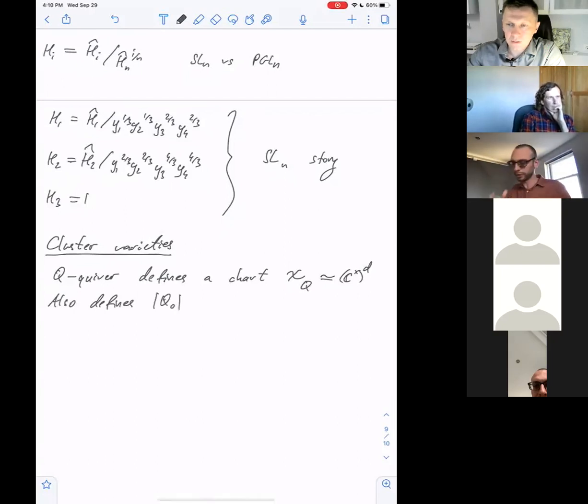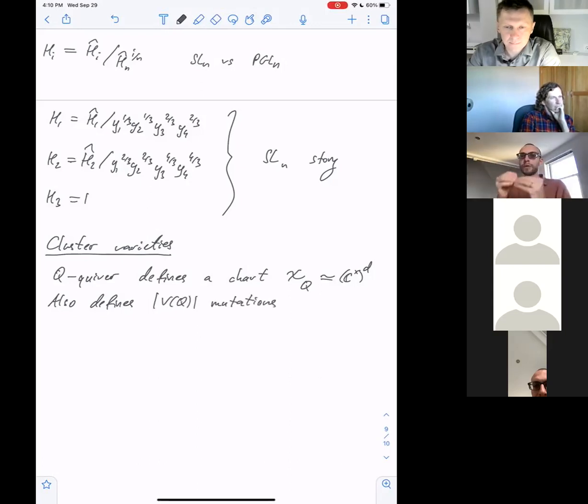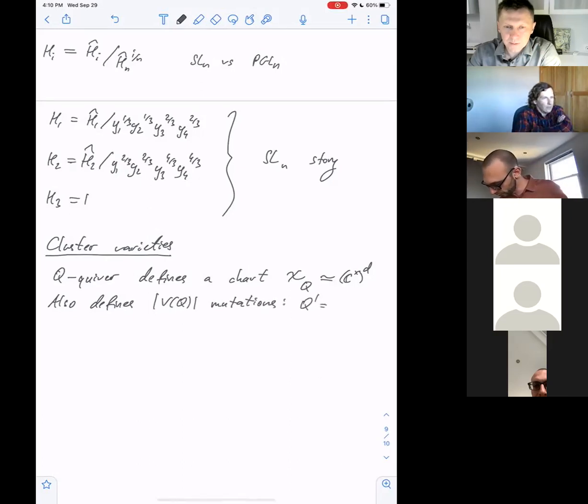Q. Well, Q naught is just, maybe let me just say, vertices of Q. So just the number of vertices for mutations, because you can take any vertex and mutate the quiver at this vertex, like what we were doing before. So you can do this Q prime, which is the mutation of the quiver Q at vertex K. So this is mutation at vertex K.